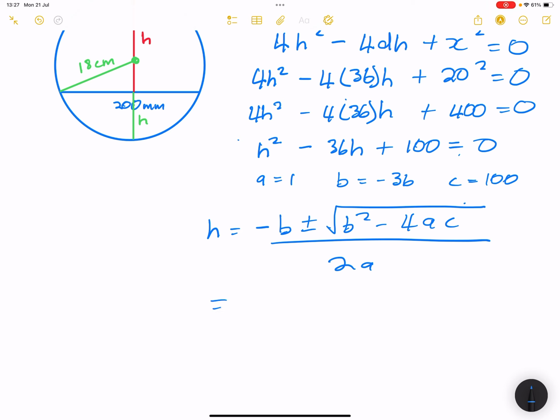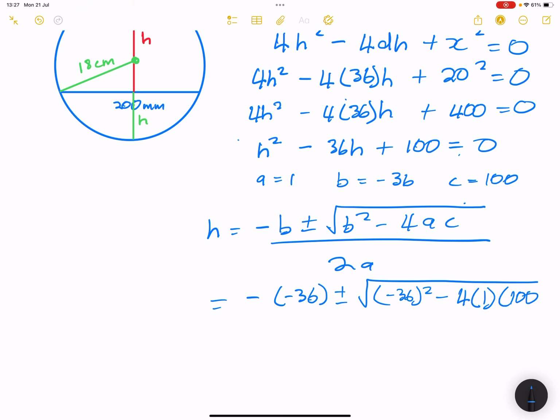Right, so that's minus a negative 36. That's plus or minus the square root of negative 36 squared minus 4 times 1 times c, which is 100. And this is divided by 2 times our a value, which is 1 already. Right, and so we're going to use our quadratic formula.